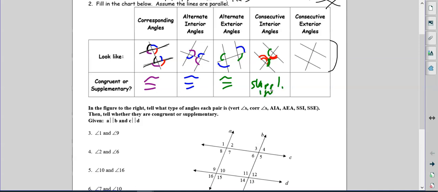And then consecutive exterior angles. We have not discussed this year. You can probably figure out what it means, where they are, just by the terminology, but we're not going to be testing on that. All right, on the next section here.